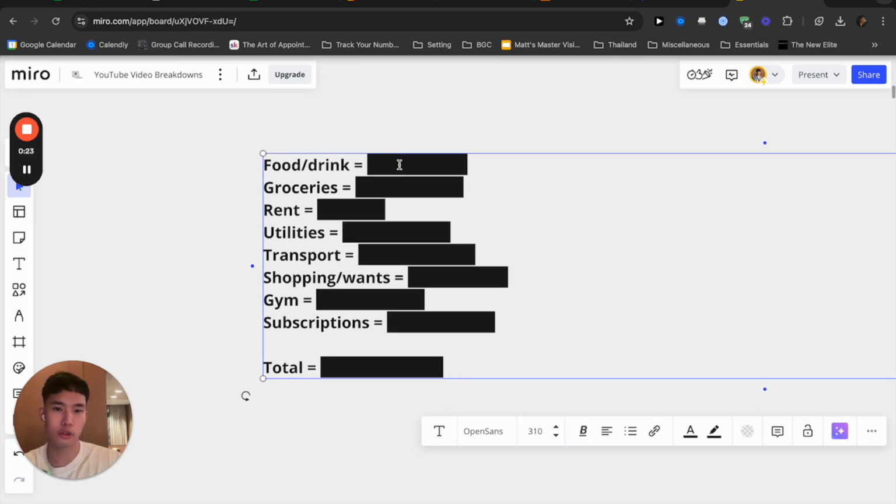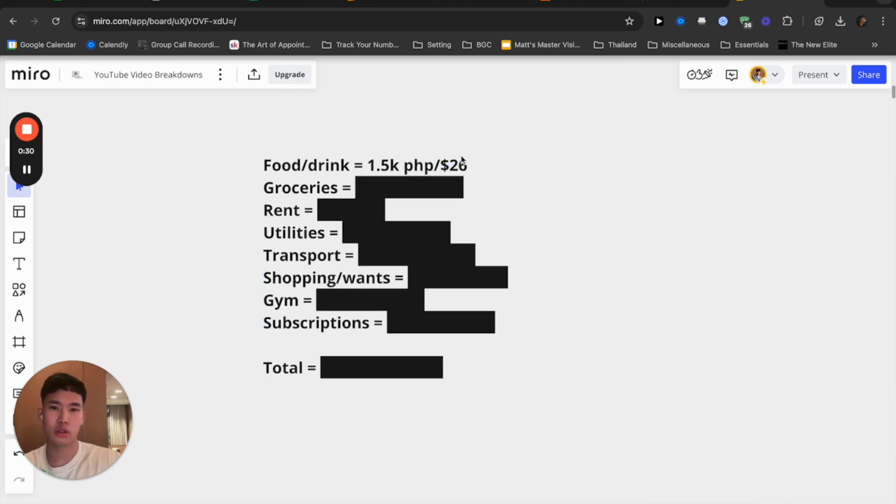Okay, so let's start with the food and drink. With food and drink, I am roughly spending around 1.5k pesos or $26. Now, in terms of food and drink, I barely do groceries. I barely cook myself. The only thing I'll cook for myself really is 6 eggs. It's one of my rituals to have 6 eggs per day. But honestly, I'll either just get delivery. I get food delivered via Grab, which is basically like the Uber of Philippines, or I'll eat out, which is most of the time. Okay?